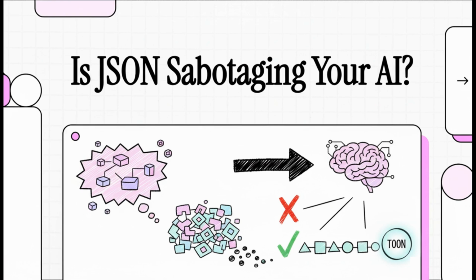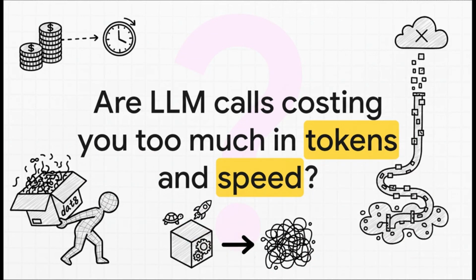Hey, ever look at your API bills or just feel the latency in your app? Does it seem like you're sending way more data than you really need to? Like every single call is just a little bit slower, a little more expensive than it should be? Well, the problem might be hiding in plain sight. I'm talking about the very structure of your data.